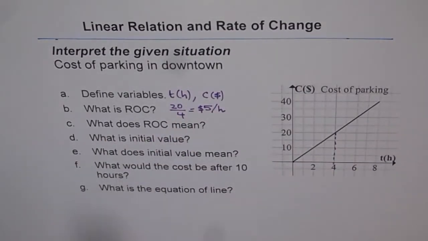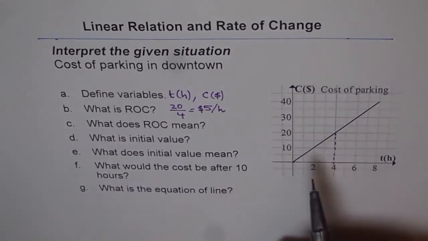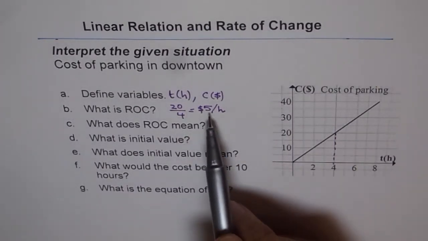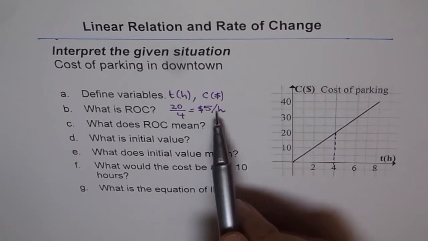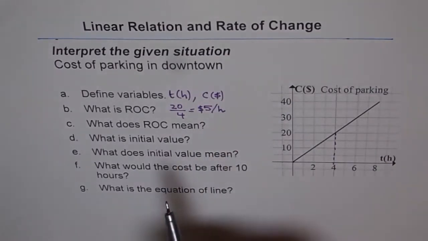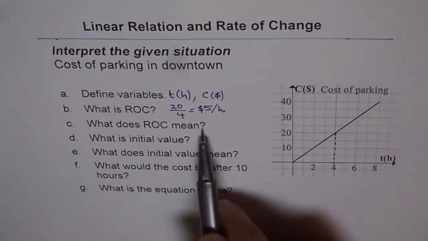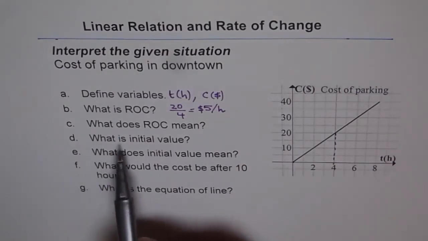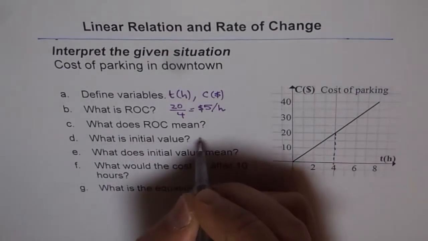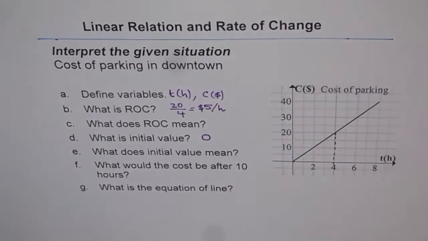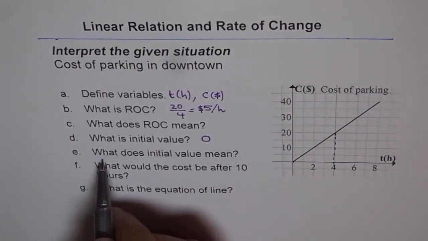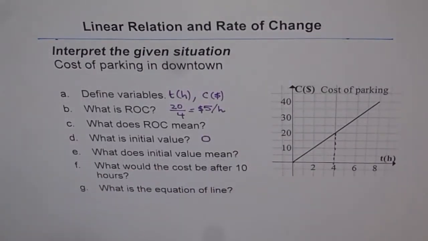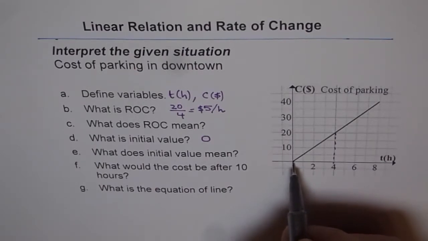What does rate of change mean? So rate of change means cost of parking. So the rate for parking is $5 per hour. That's what it means. What is the initial value? Initial value here is 0. What does initial value mean? It means that if you don't park there, then you don't pay.